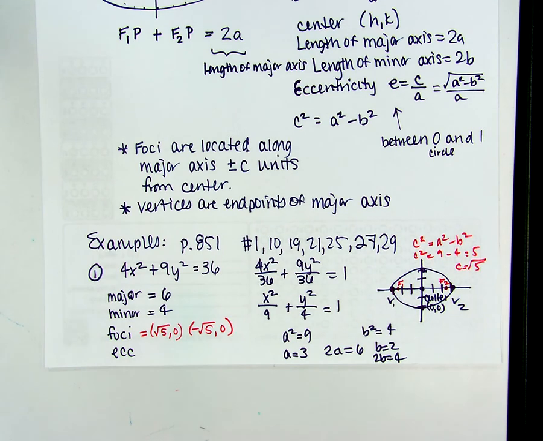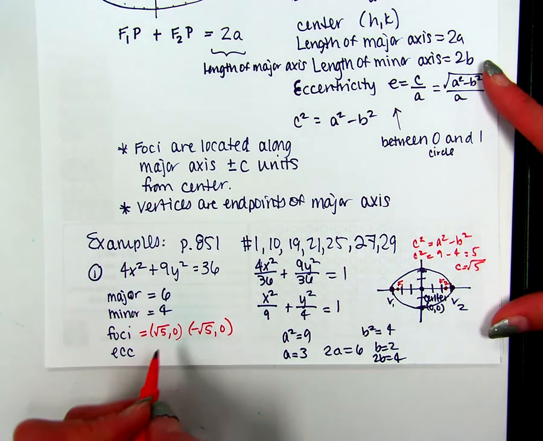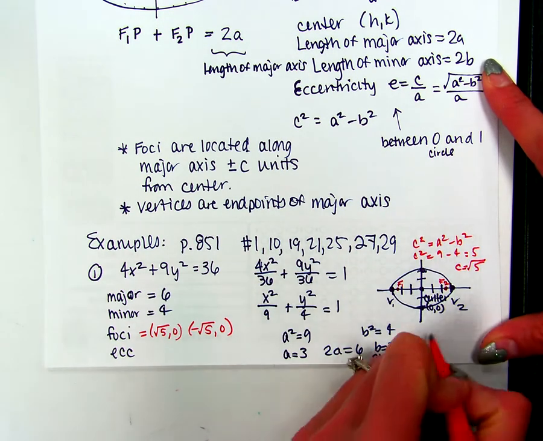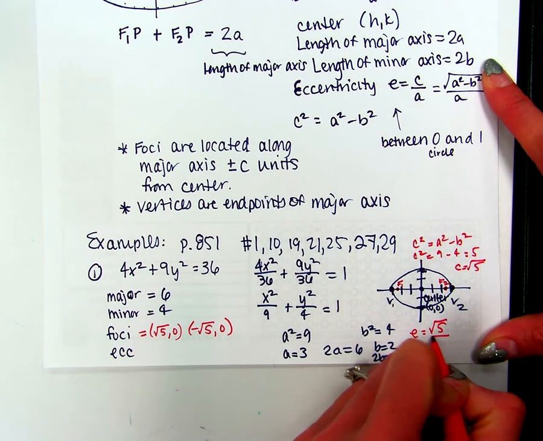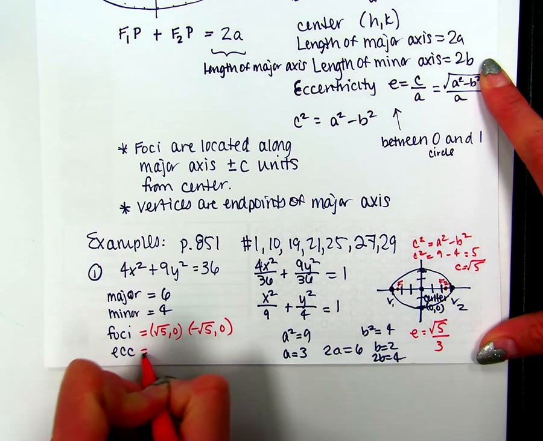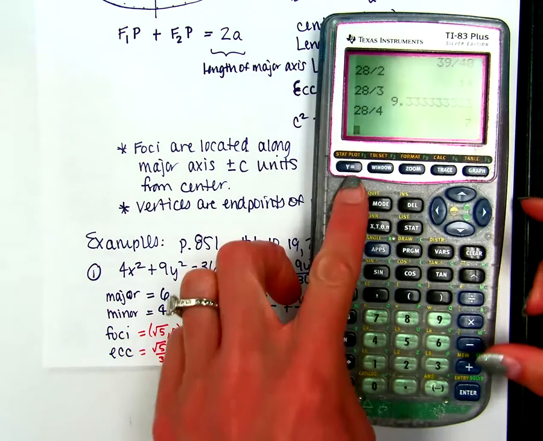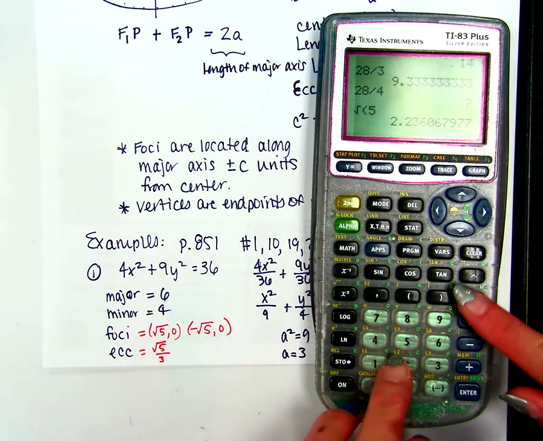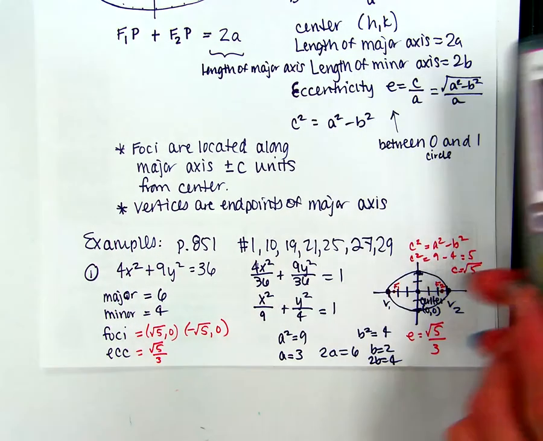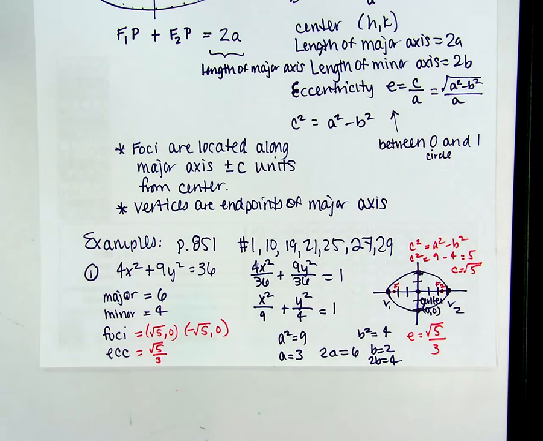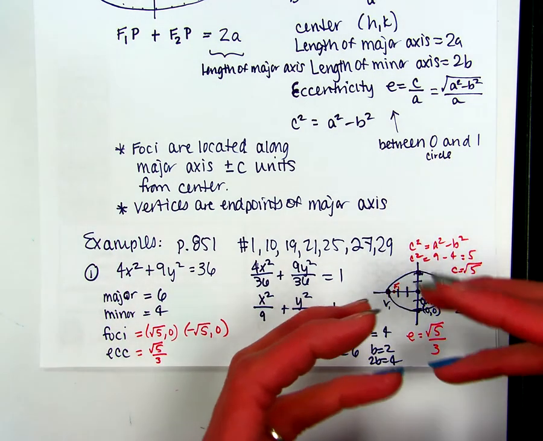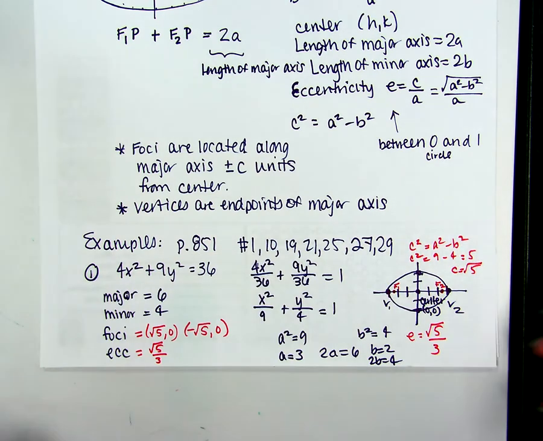It wants the eccentricity. All right, so that is c over a, which is root 5 over 3. And something for you to double check: you might want to make sure that square root of 5, about 2, divided by 3, should be between 0 and 1. The closer it is to 0, the more it'll look circular. If it's closer to 1, it'll be really long.